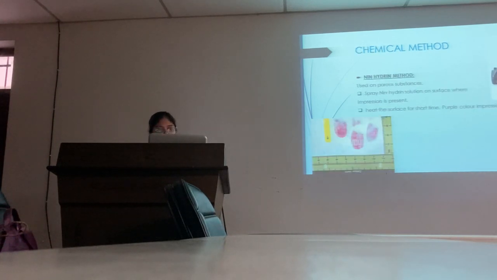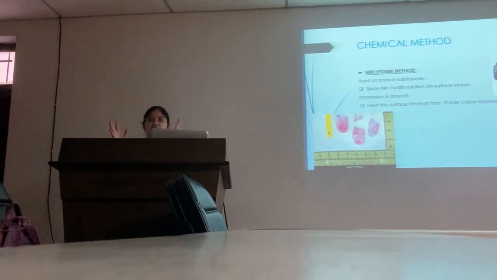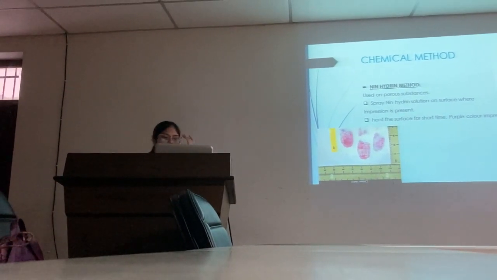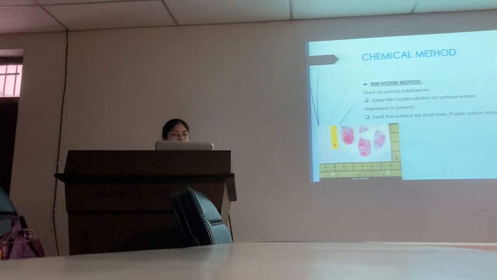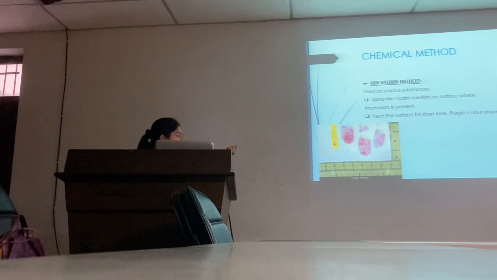Coming to the chemical methods, we have the Ninhydrin method. Ninhydrin method is used on porous surfaces. It is the oldest method we use to date. We cannot directly apply the Ninhydrin solution. We just have to spray it and leave the surface at room temperature. After some time, the impression of fingerprints will appear in a purplish color.